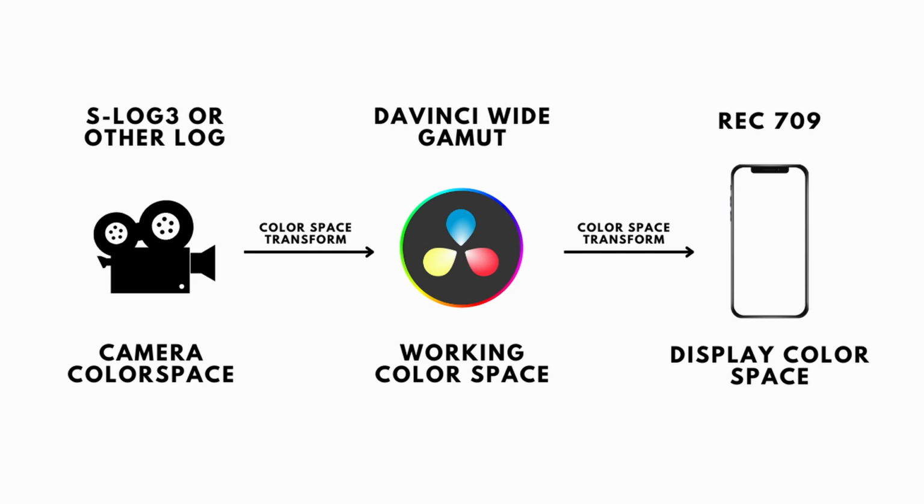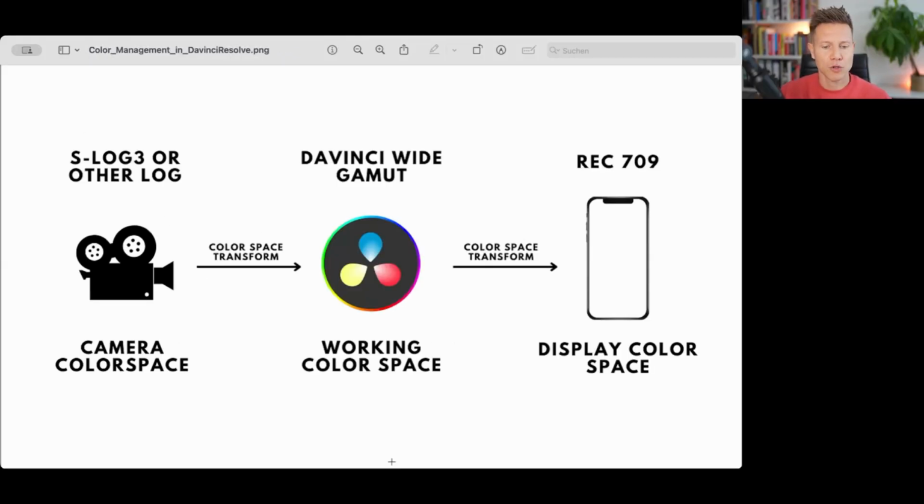Here's a little overview of what we're actually doing in this tutorial. We're taking a camera color space like S-Log3 or any other log footage and transform it into our working color space, which is the DaVinci Wide Gamut. And then later on, we transform it again into the most common display color space, which is Rec. 709. So your TV, your phone, most displays use this color space. And I'm gonna show you how we're gonna do that in a very simple node tree.